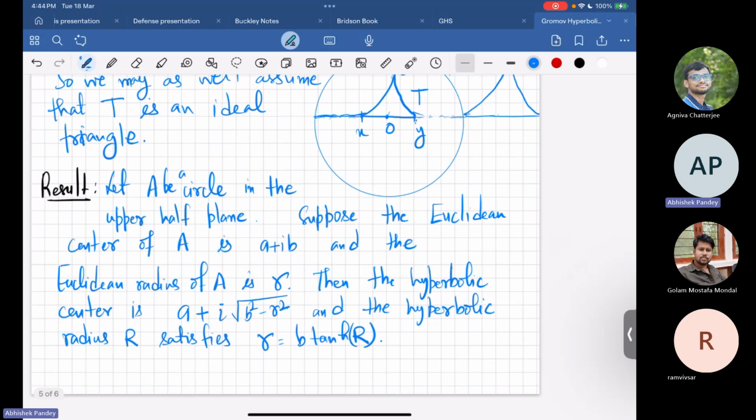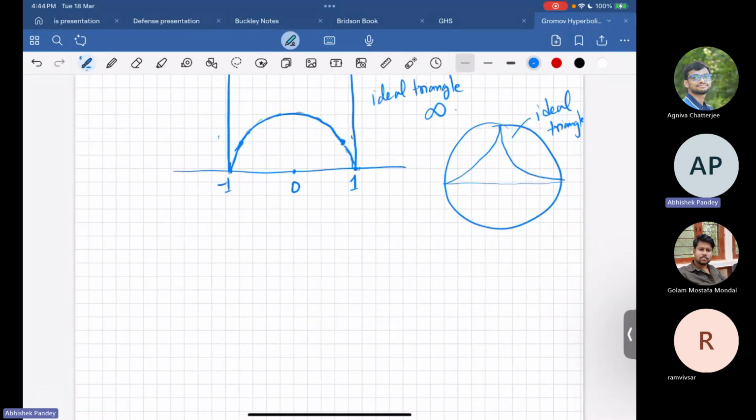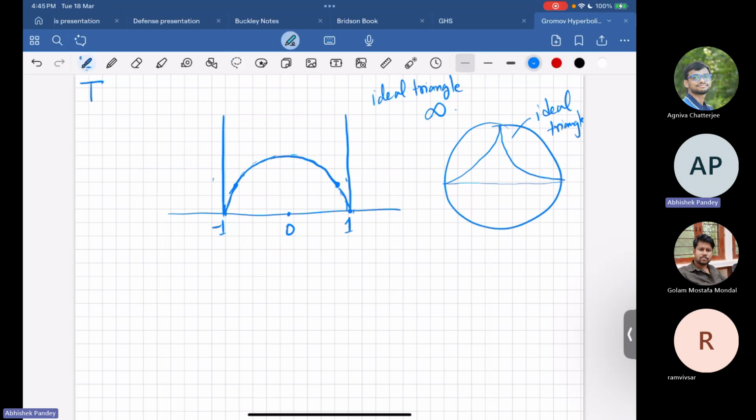Okay, fine. Now this is your -1 and 1. Let us say this triangle is T, and T is an ideal triangle with vertices minus 1, 1, and infinity.